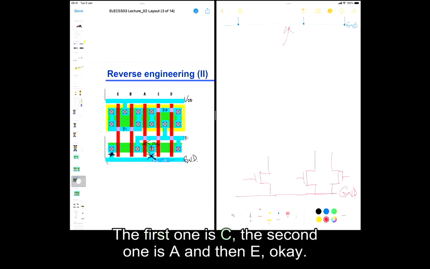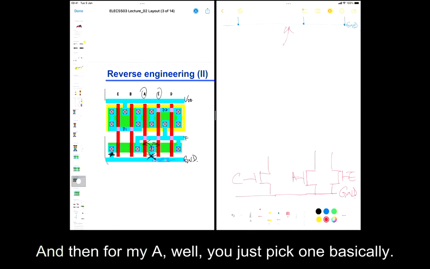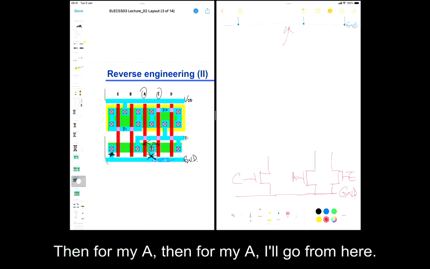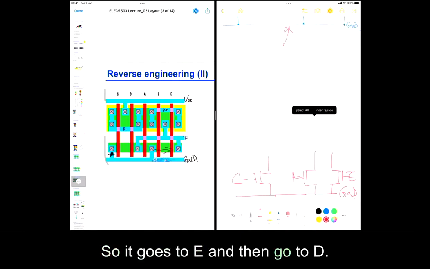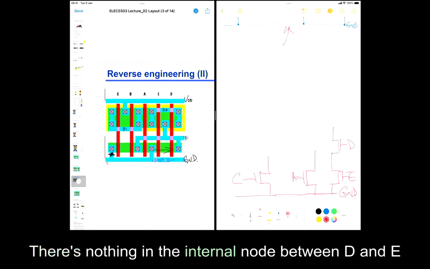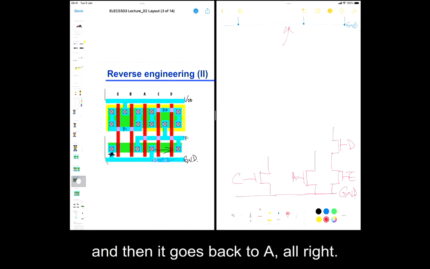The first one is C, the second one is A, and then E, okay? And then for my A, you just pick one basically. Then for my A, I'll go from here. So it goes to E and then go to D. There's nothing in the internal node between D and E, and then it goes back to A.